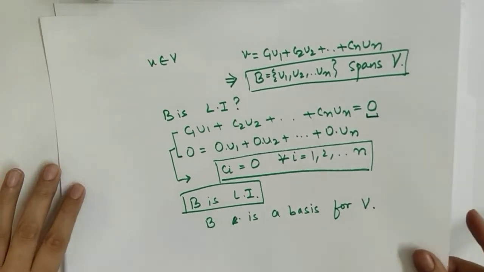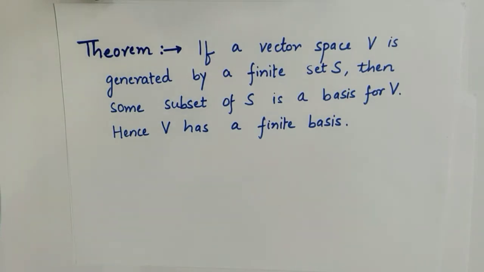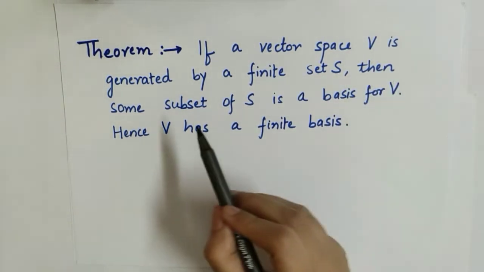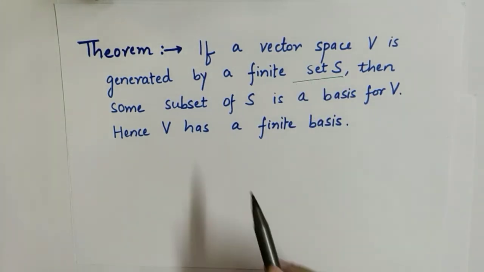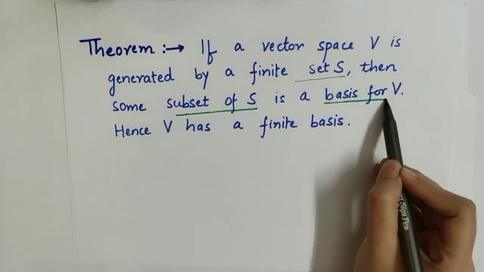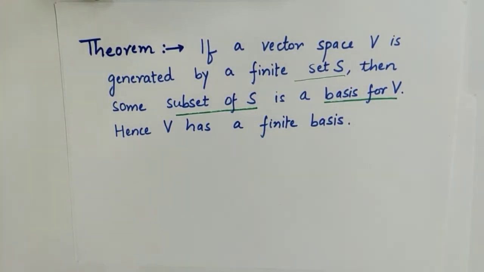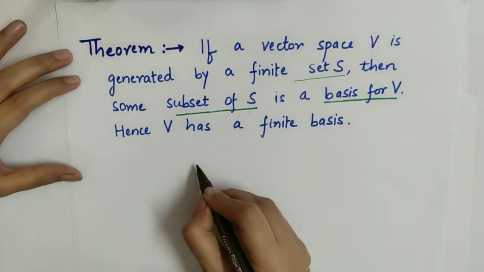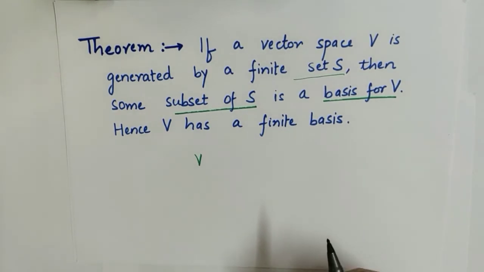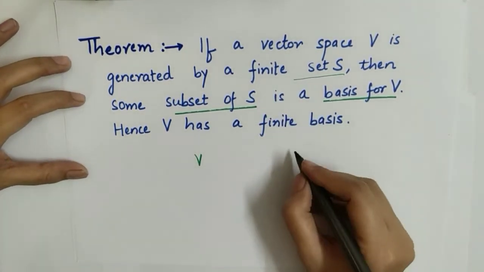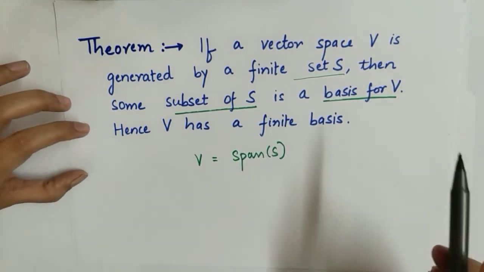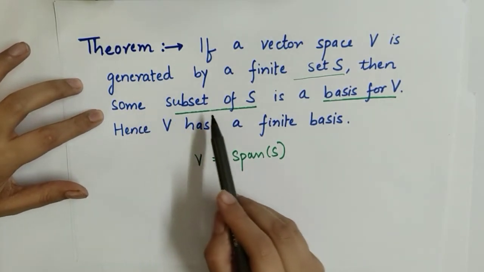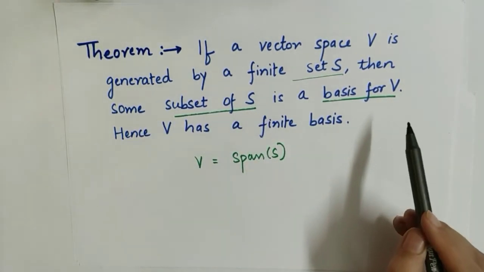Let us now move on to the next theorem. If a vector space V is generated by a finite set S, then some subset of S is a basis for V. Hence, V has a finite basis. So it is given that there is a vector space V which is generated by a finite set S. So that means V is span S. We need to show that there exists some subset of S that is a basis for V.